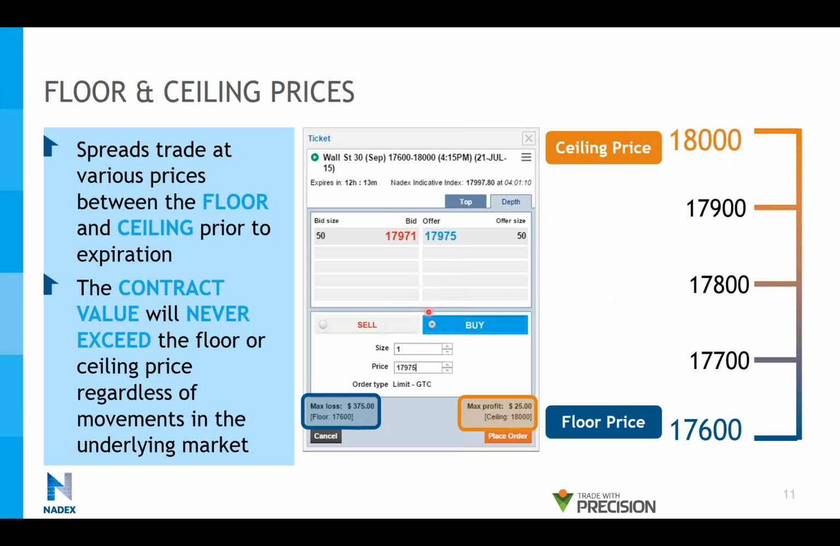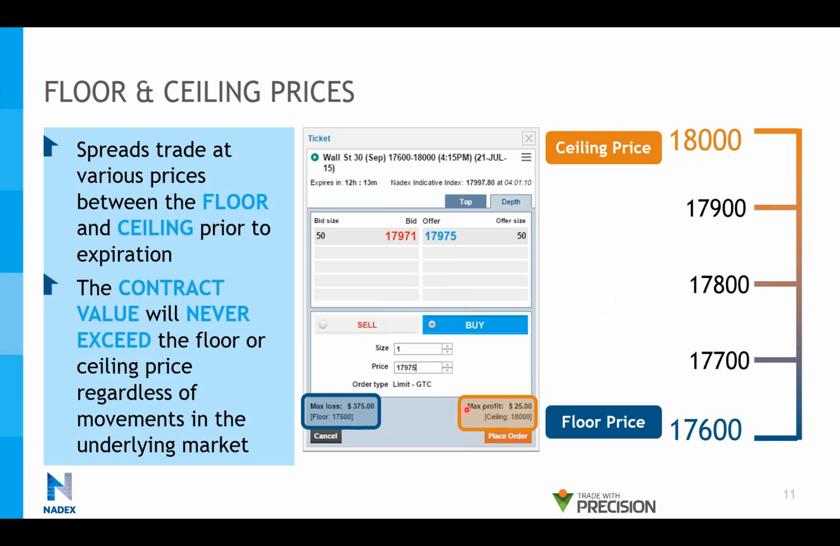How much is my potential profit? Well, we're trading here at 17,975. And how high can it go? It can go just to 18,000 points. So my maximum profit would be $25. And you already start to see that this is probably not the best contract to trade this market currently to the long side. I'm risking $375 for a potential profit of 25 bucks.